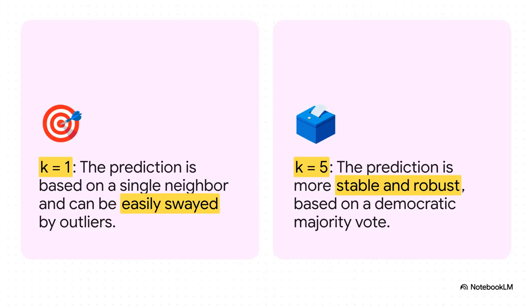And here you can see just how much that choice matters. Let's say we set K to just 1. Well, our prediction is based on only the single closest neighbor. That can be pretty risky, right? What if that one neighbor happens to be a total weirdo, an outlier? But if we set K to 5, now we're getting a much more stable prediction. It's based on a democratic vote, a consensus. So choosing the right K is a huge part of making this model work well.